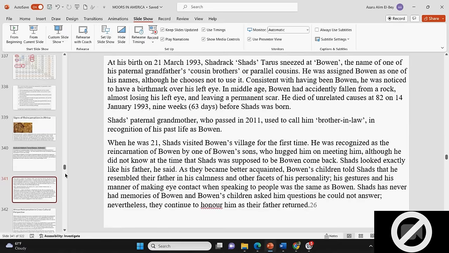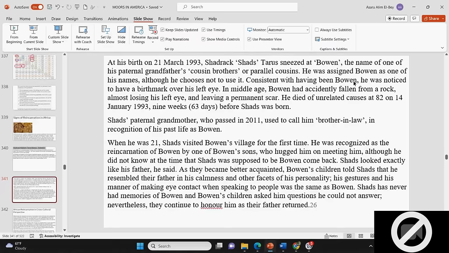All right, this is just an example of what happened here. It says, at his birth on March 21st, 1993, Shadrach Taurus sneezed at Bowman, the name of his patrilineal paternal grandfather's cousin brother or parallel cousins. He was assigned Bowman as one of his names, although he chooses not to use it.